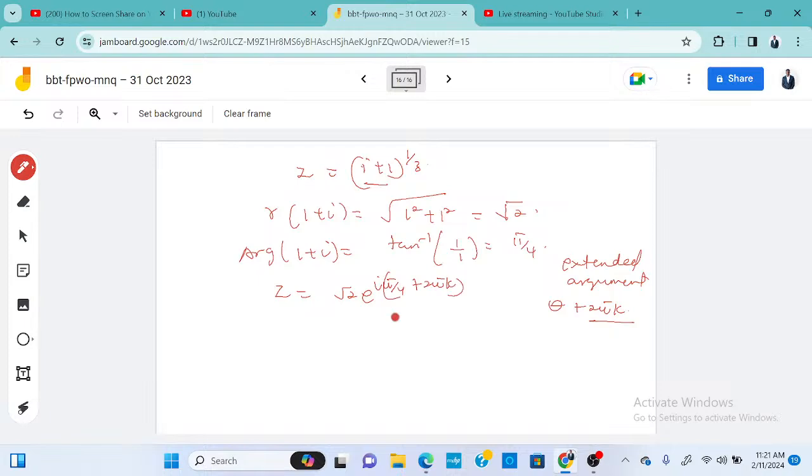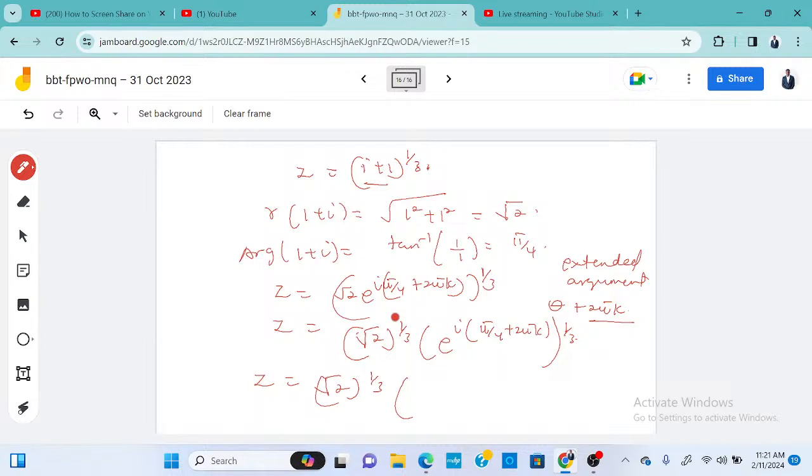So I'll get Z to be equal to this whole expression to the power 1 out of 3. So Z is equal to square root of 2 all to the power 1 out of 3 multiplying e to the power i pi on 4 plus 2 pi. 4 times 2 pi k is 8 pi k. So I'll get e to the power i (8 pi k plus pi) all on 4. Then this whole expression to the power 1 out of 3.